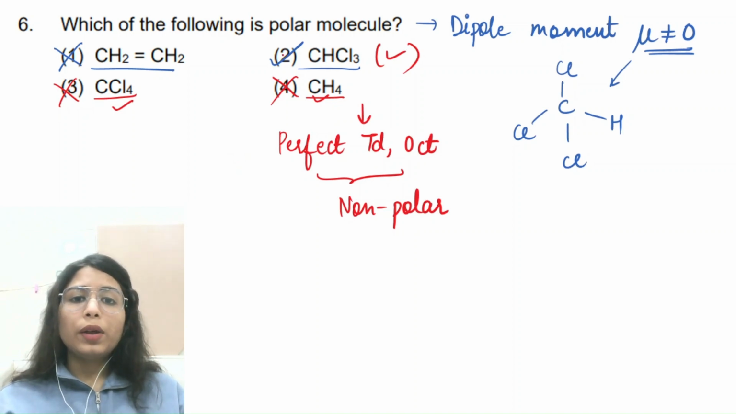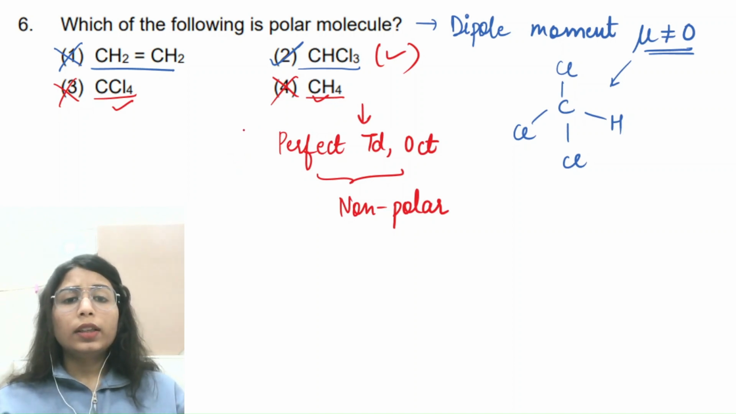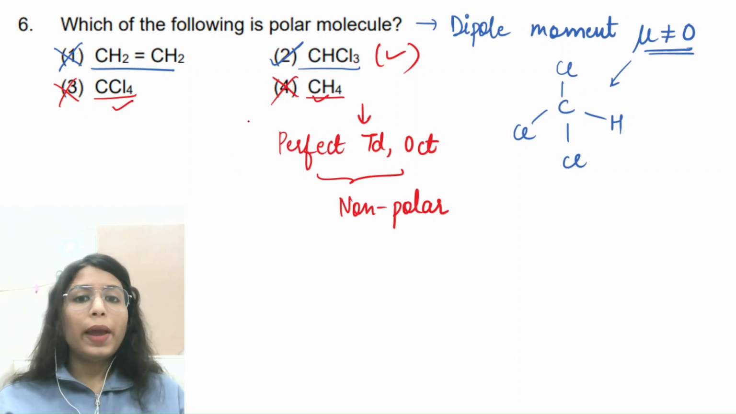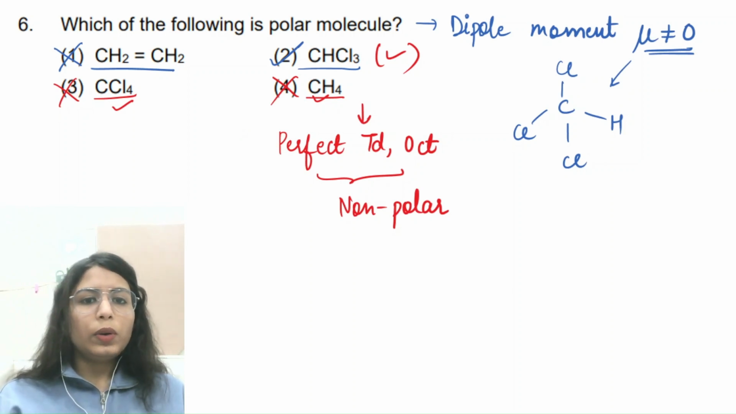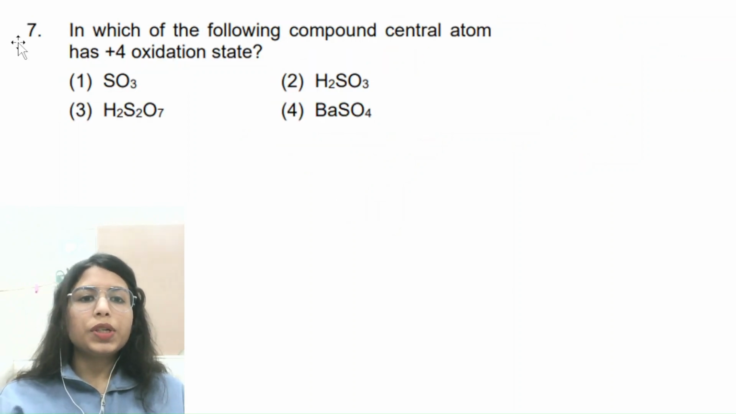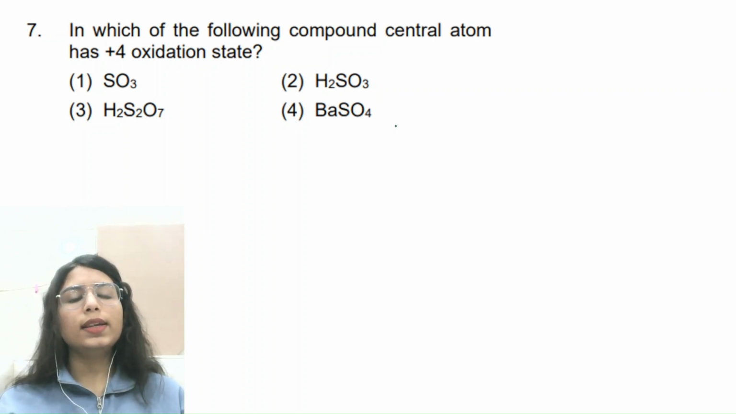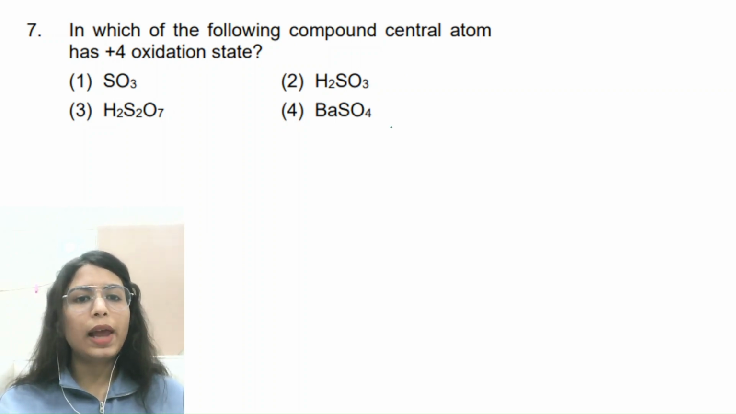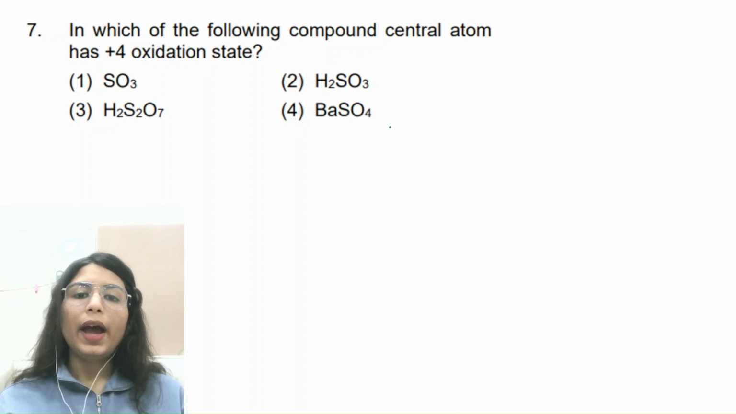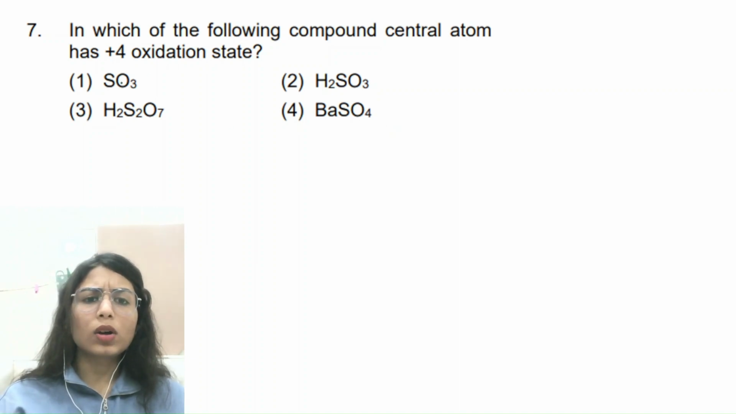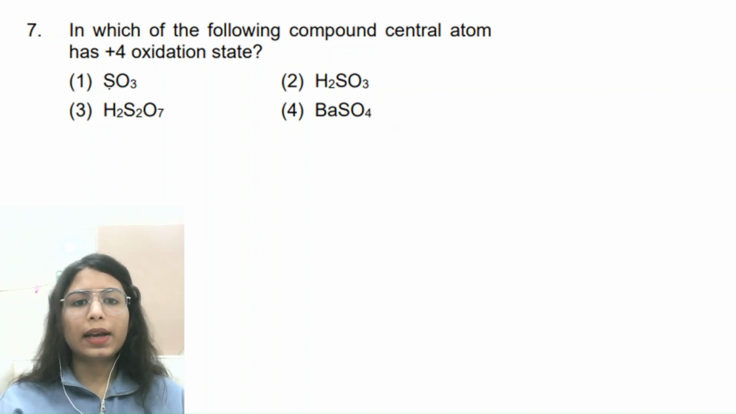Alright, so I hope you understood this question, and how to eliminate options even if you don't know the concept. Now let us move on to our next question, which is from inorganic chemistry, and here it is asking, in which of the following compounds does the central atom have a +4 oxidation state. So basically you need to find the oxidation state, and you have to use your simple oxidation state method in order to find the oxidation state of the central metal atom that has been asked.